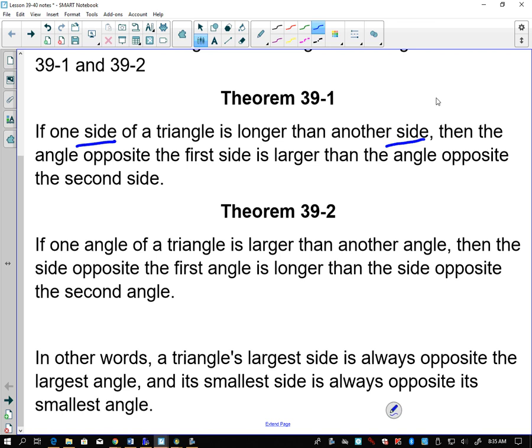If one angle of a triangle is larger than another angle, then the side opposite the first angle is longer than the side opposite the second angle. So one tells me, if I know this about the sides, then I know this about the angles. The other one says, if I know this about the angles, then I know this about the sides. Does that make sense? There's a direct relationship between angles and sides of a triangle. In other words, a triangle's largest side is always opposite the largest angle, and its smallest side is always opposite its smallest angle, and then there's only one angle and one side left.